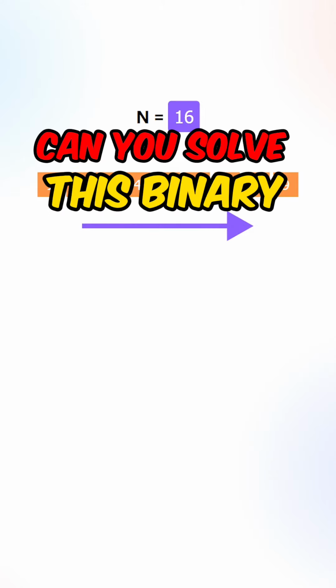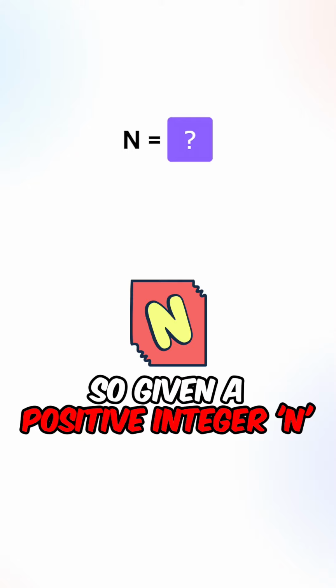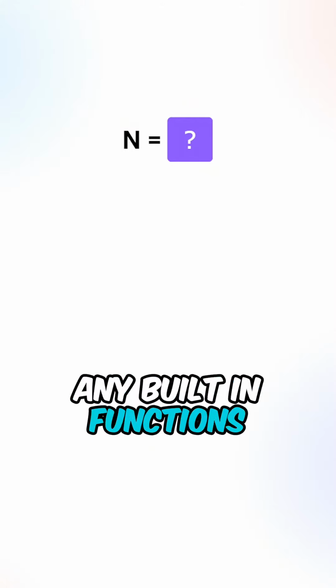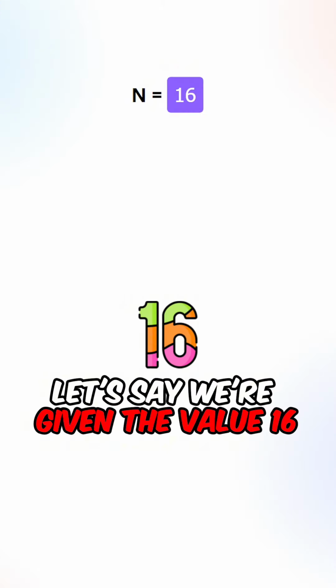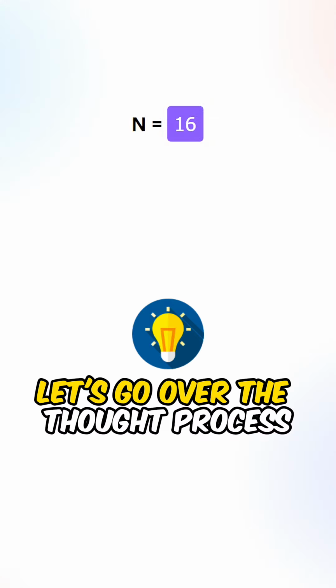Can you solve this binary search question that appears at every single company? Given a positive integer n, return true if n is a perfect square, and you are not allowed to use any built-in functions. Let's say we're given the value 16. 4 squared is equal to 16, so we can return true. Let's go over the thought process.